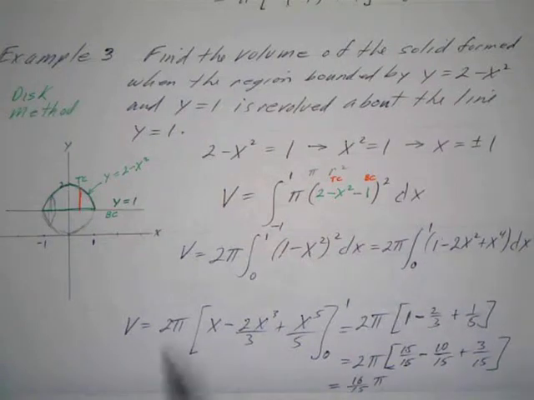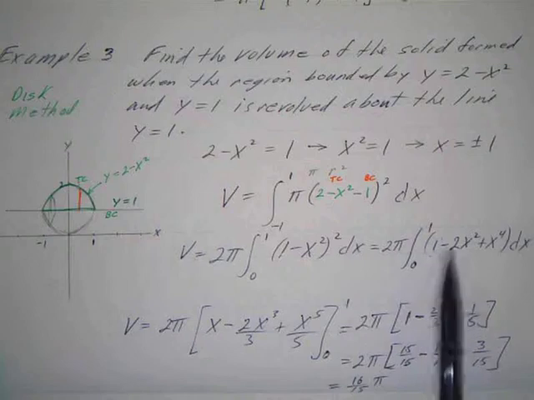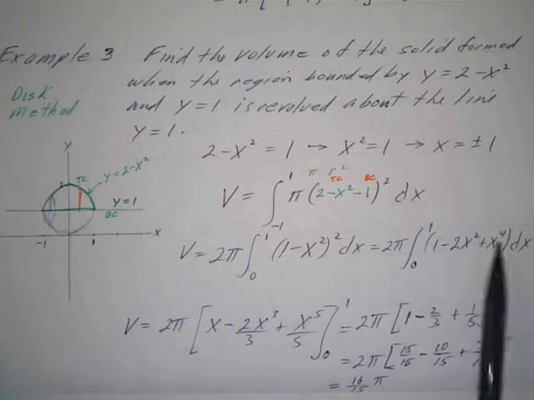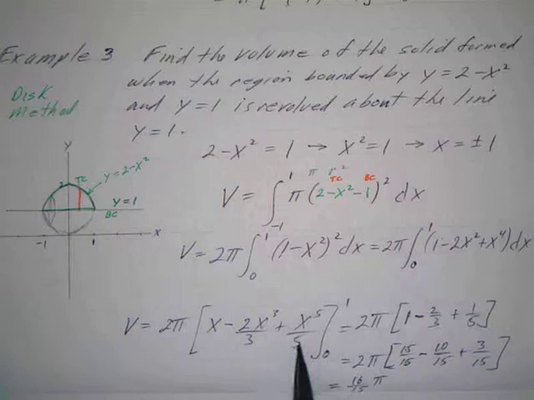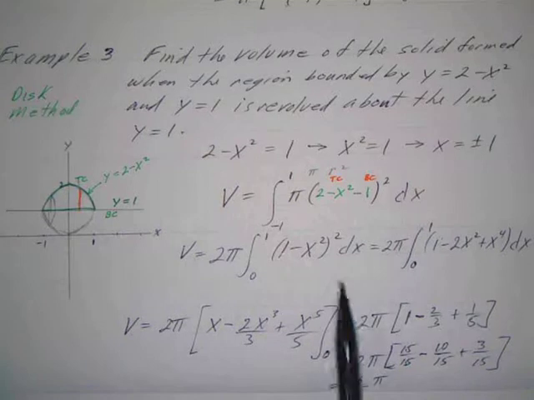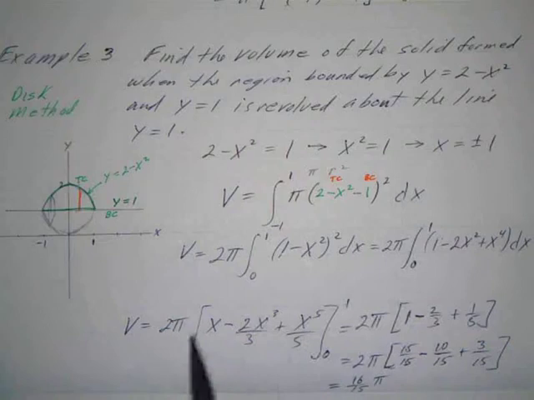And then with a 2 pi, I take the antiderivative: the antiderivative of 1 is x, the antiderivative of 2x squared is 2x cubed over 3, and then plus x to the 5th over 5, and I'm going to evaluate that from 0 to 1. And look what happens when I evaluate it at 0. I've got factors of 0 in each term, so those just disappear. So I just have to take the 2 pi and evaluate this at 1.